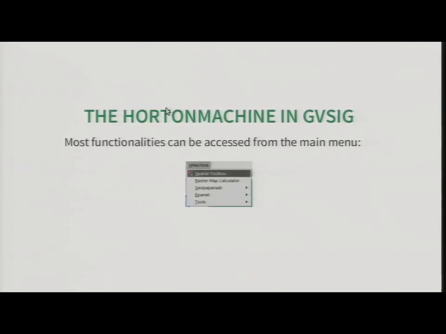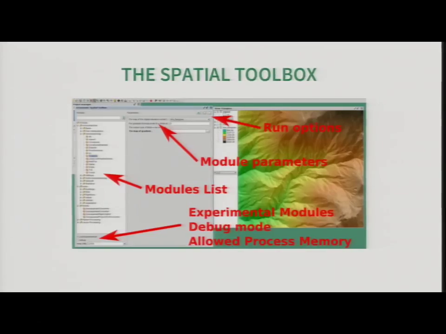What is the Horton machine inside gvSIG? If you install the plugins, you will get a new menu, which is H machine, and you will have some tools in it. The special toolbox, which when you open it, will open a window with a lot of modules that work on several thematics, which I will explain you, and you can insert your parameters and run your modules. Once the module finished, it will load it in your map view.